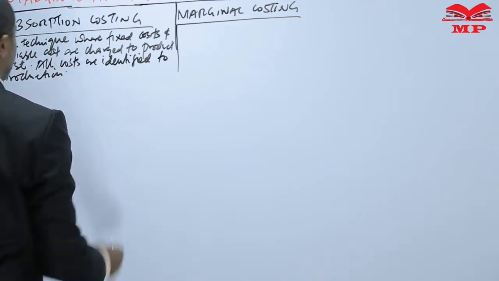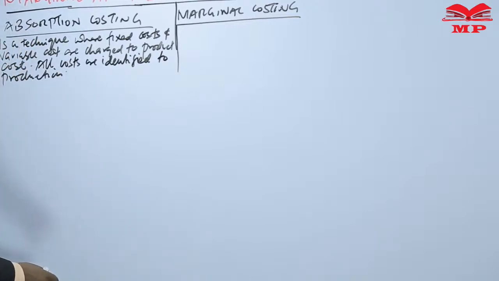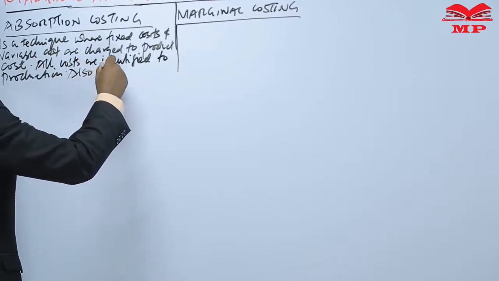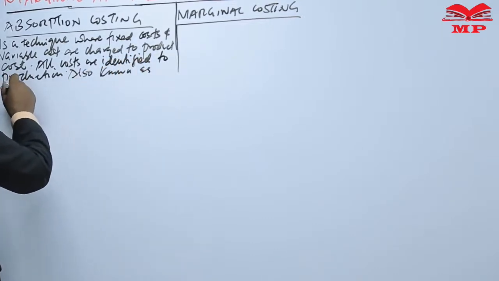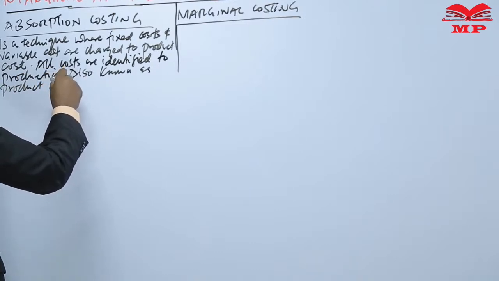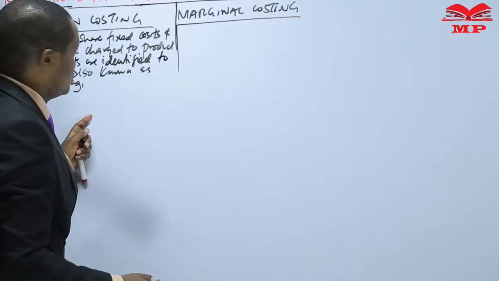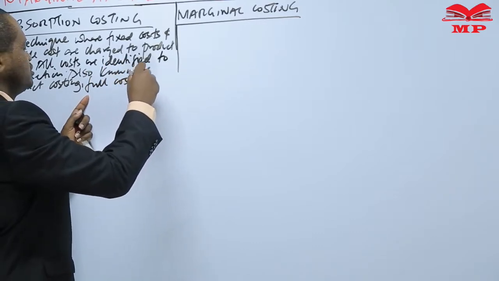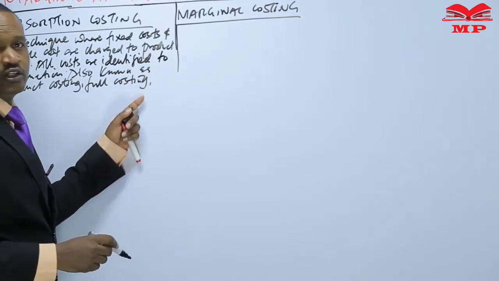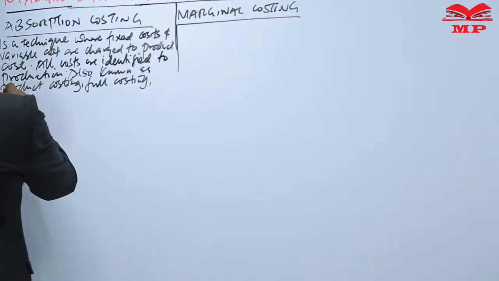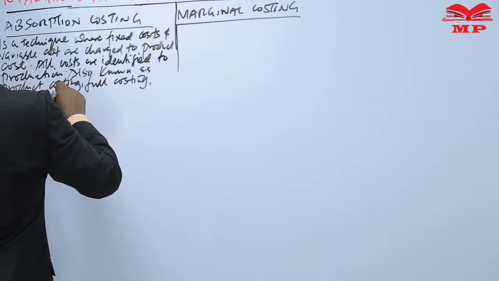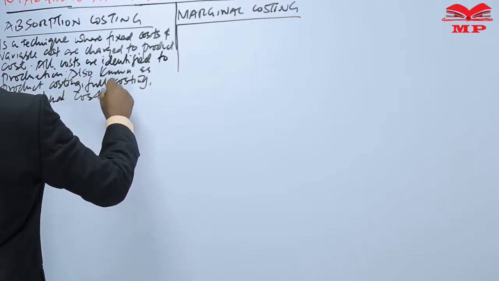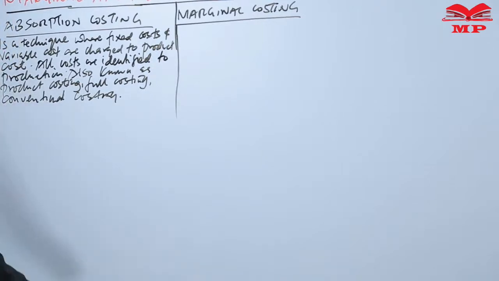And I've said that this method of costing is also known as product costing. In other books, you'll see names like full costing, or conventional costing. So that is absorption costing.